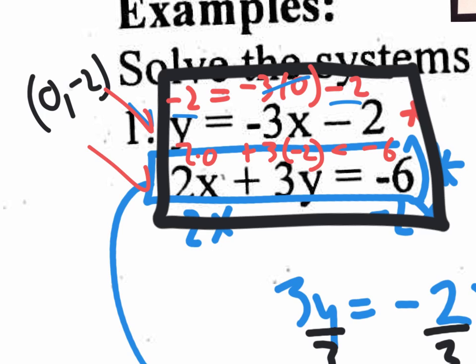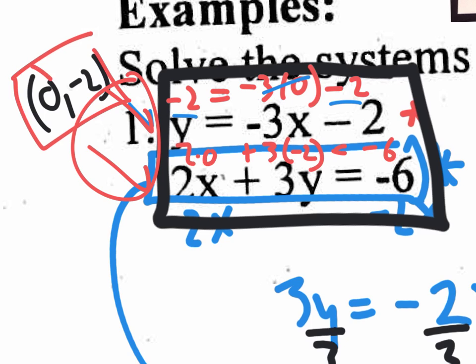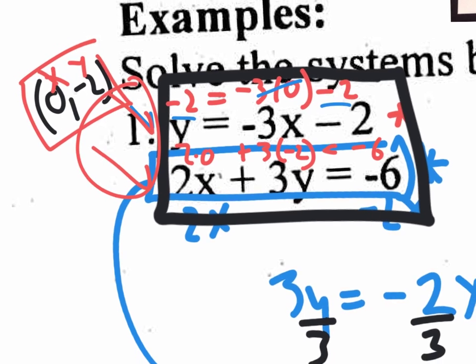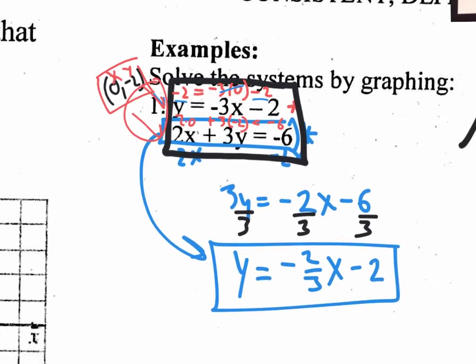You've checked the bottom one. That's what we call double checking. So we're absolutely positive that 0 for x, negative 2 for y, are the correct answers to this system. What do you guys think? So all we're doing is graphing and finding the point of intersection.